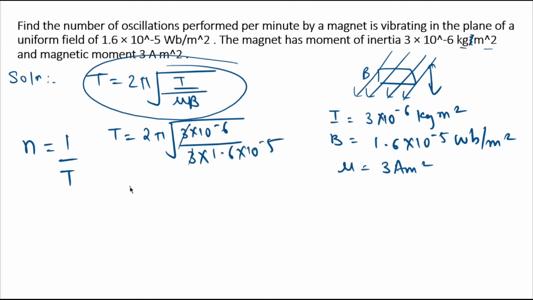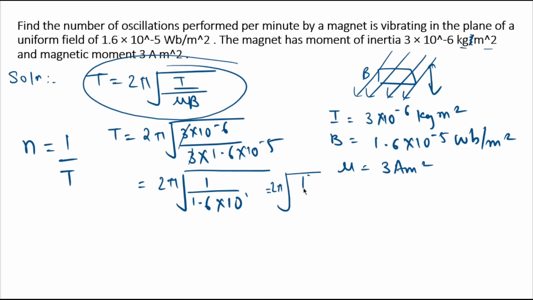Now 3 gets cancelled, which will be equal to 2 pi root under. When this 10 raised to minus 6 comes down, it will be 10 raised to 6, and this will become 1.6 into 10 raised to minus 5 plus 10 raised to 6 will be 10 raised to 1, which will be 16. So 2 pi into root under 1 by 16, which when this 1 by 16 comes out of the root, it will be 1 by 4. So T will be 2 pi upon 4, which is pi by 2.